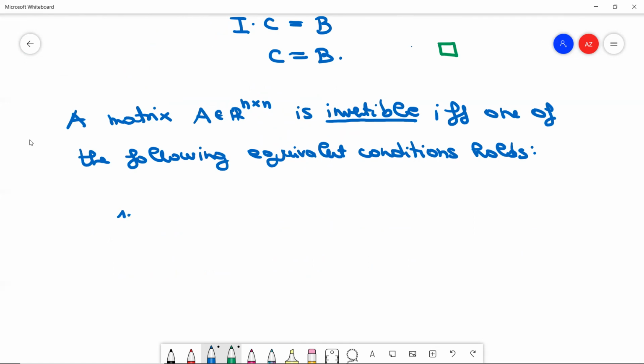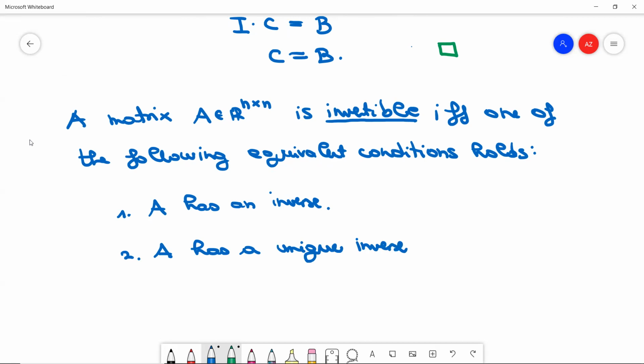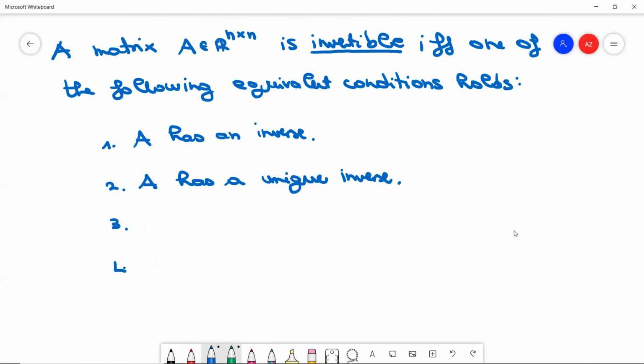So I will start with the first. A has an inverse. This is just the definition. And the second is what we've just proved. A has a unique inverse. Of course, if it has a unique inverse, then it also has an inverse. But we've proved the other direction: if A has an inverse, then the inverse is unique. So what we've proved with the previous proposition is that 1 and 2 are equivalent.